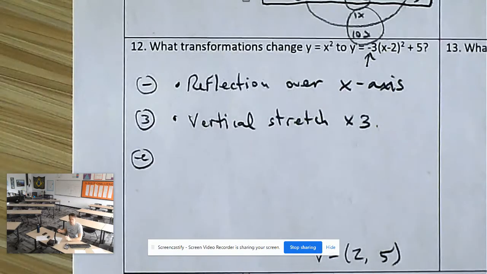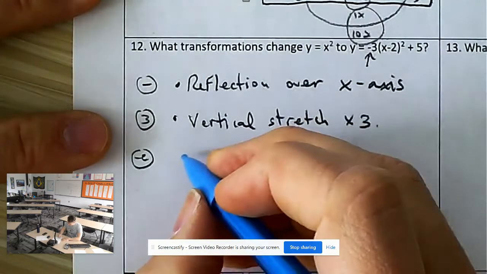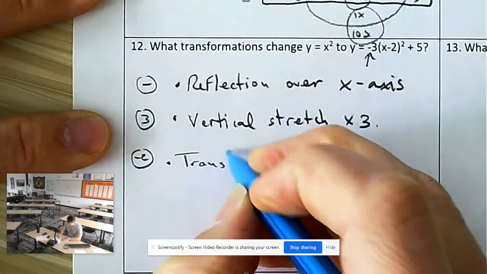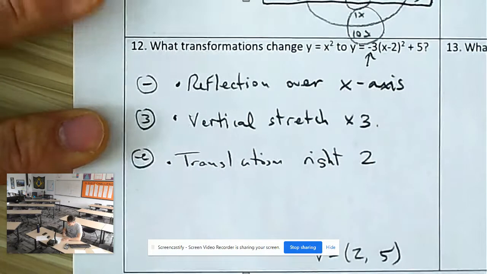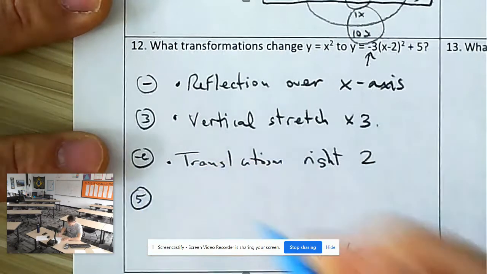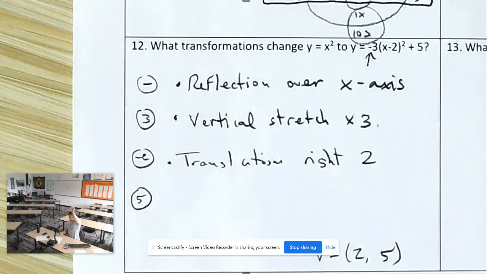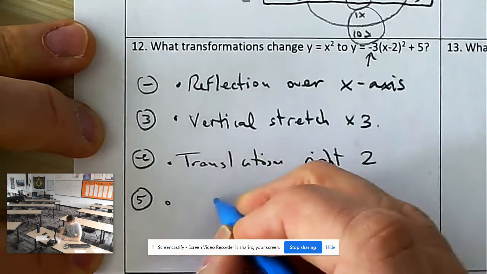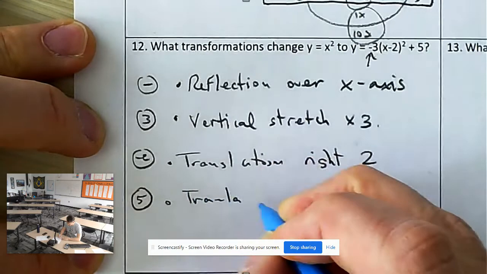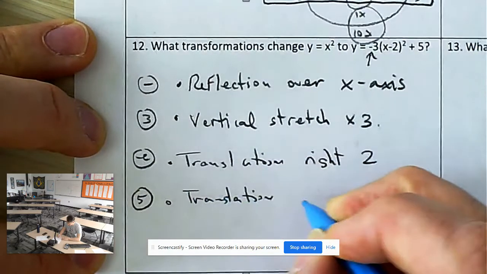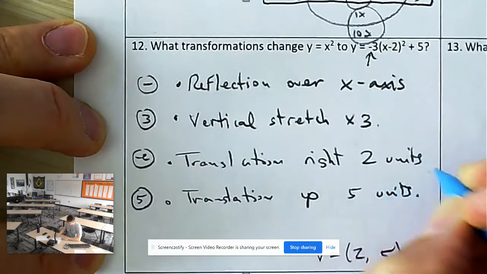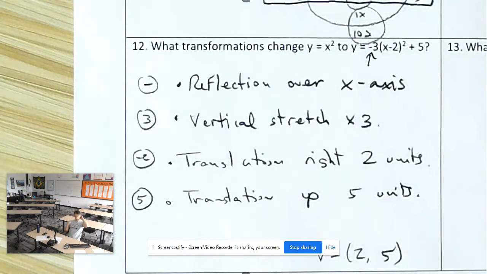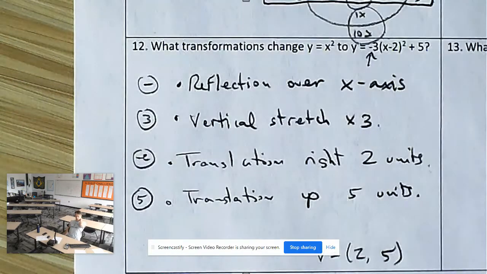So that 2 means that you're going to move it to the right 2, and that's a translation. It's a translation to the right by 2 units. And then the 5, because the vertex is at 2, 5, it's been moved up by 5. And that is also a translation. Translation up 5 units. So there are 4 transformations. Reflection over the x-axis, a vertical stretch, a translation to the right, and a translation up. That's what you should have.